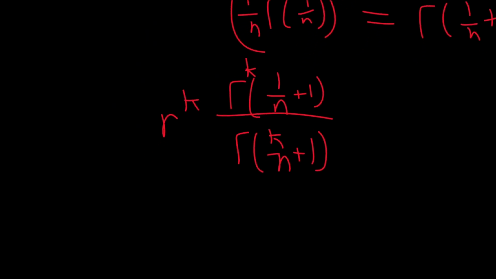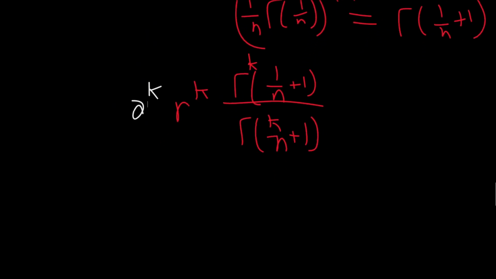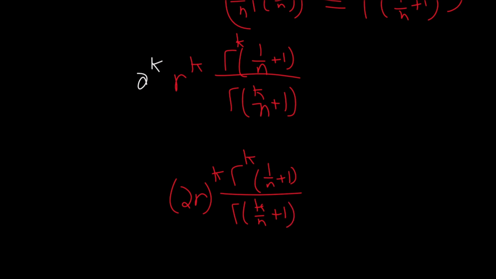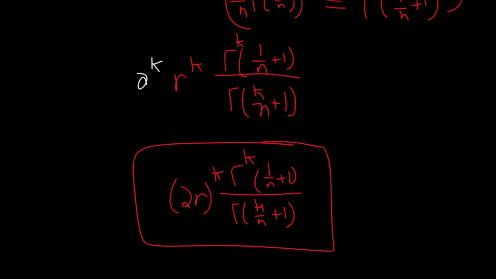Going all the way down here, really there is a 2 to the k right here, which is actually sort of cool, because now we have 2r, so the diameter, quote-unquote, of the Squircle, raised to the k power, times this right here, so gamma of 1 over n plus 1 to the k, over gamma of k over n plus 1. This right here is the general volume of a Squircle, the kth dimensional Squircle. I've meant to make this video forever. I am so happy that I actually got it out.